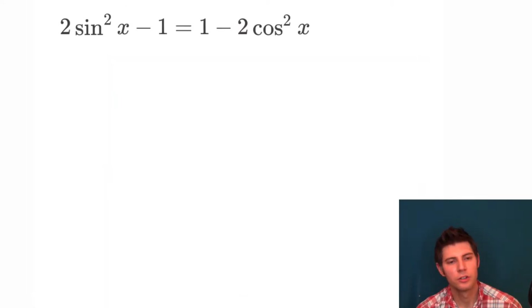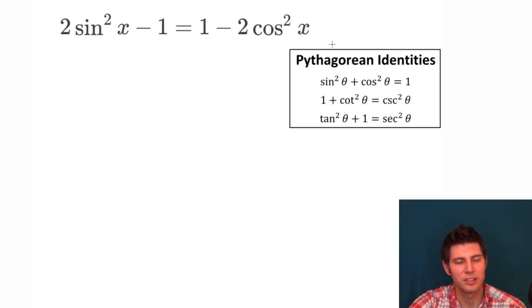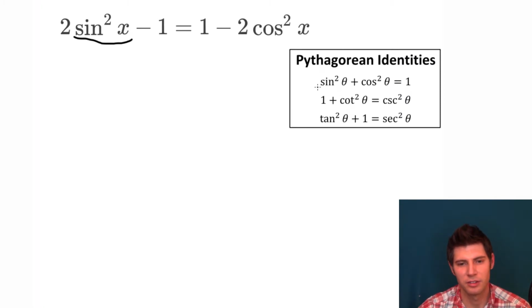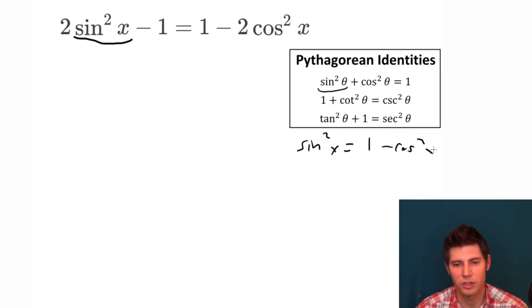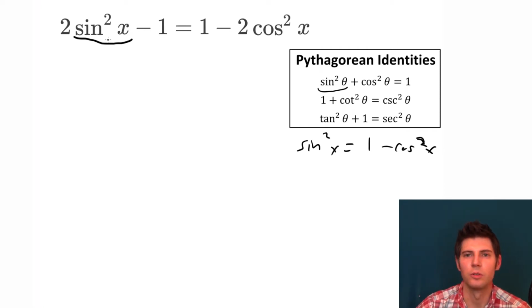Next one. 2 sine squared x minus 1 equals 1 minus 2 cosine squared x. So immediately I'm thinking of Pythagorean identities for this one. So on the left-hand side we have a sine squared, on the right-hand side we have a cosine squared. We just want to get rid of this sine squared. And the best way to do that is from this one right here, sine squared. So if we subtract cosine squared from both sides, we know that sine squared x is equal to 1 minus cosine squared x. So I'm going to use that fact.